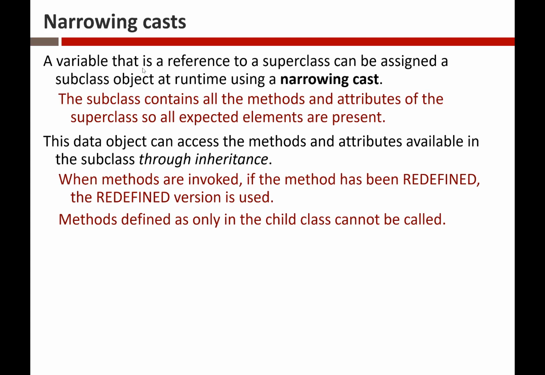If we go back to my diagram, where the parent knows about M1, M2, and M3, the child has M1, M2, M3, M4, M5. If I put the child in a parent box, it can call M1, M2, and M3 only. It cannot call M4 and M5. And if it calls M3, it gets the redefined version of M3. Once again, this is called polymorphism, and this is how ABAP implements it.